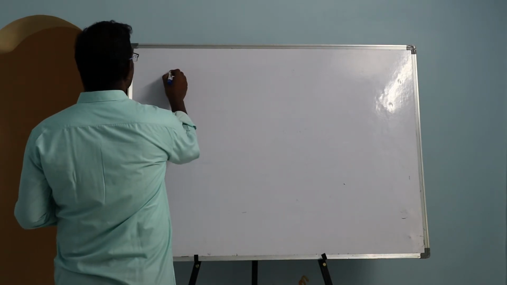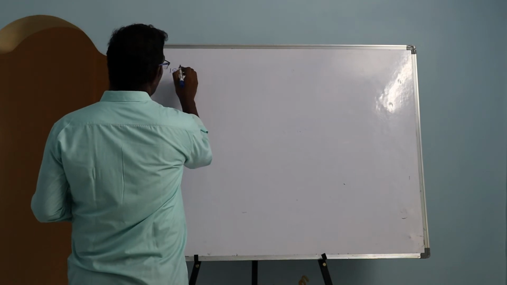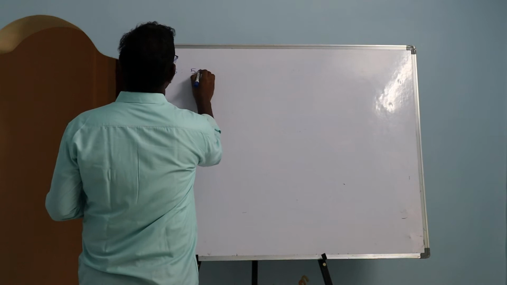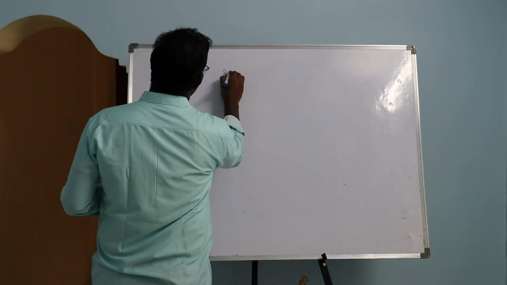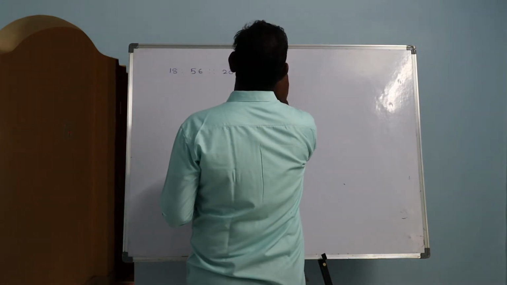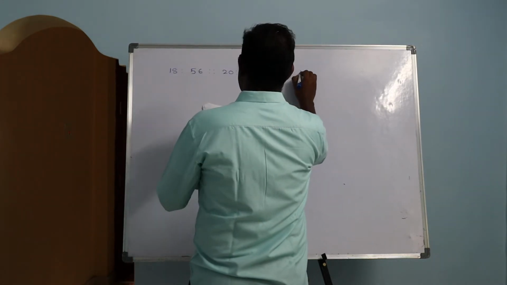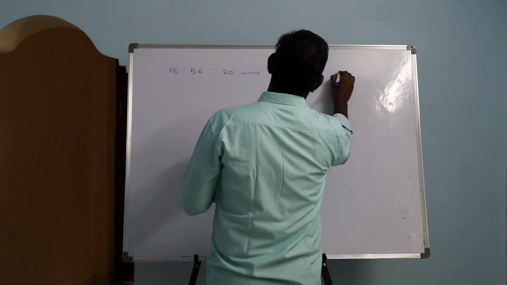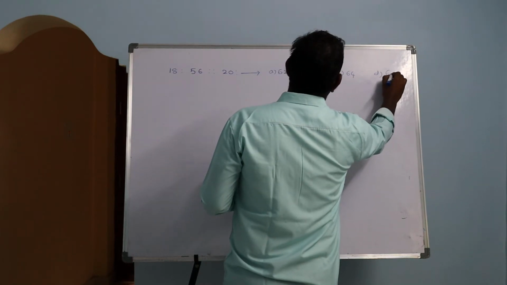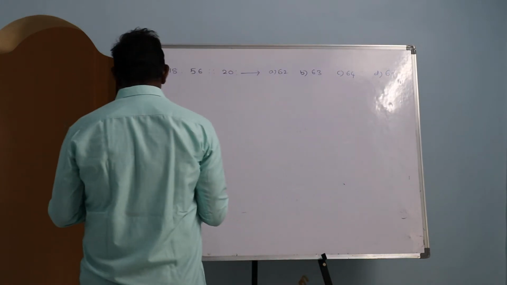Right here, next bit. 18 is 56 as 20 is dash. Option A is 62, option B is 63, option C is 64, option D is 69.